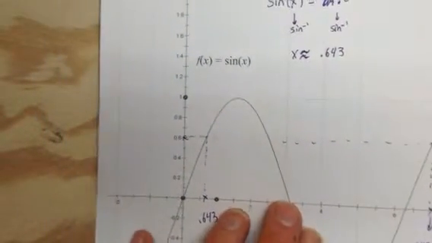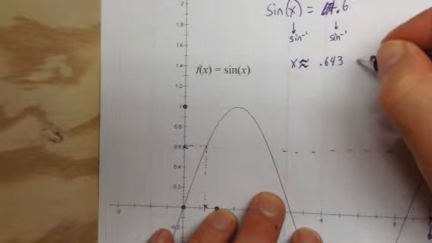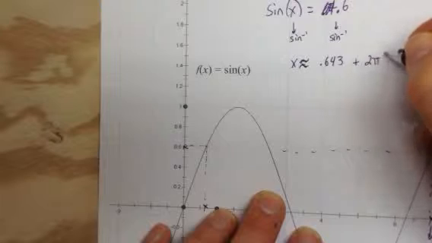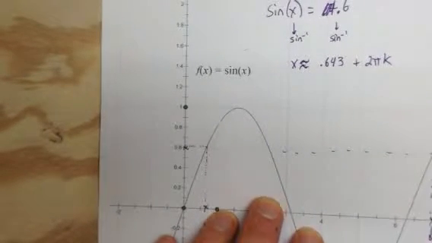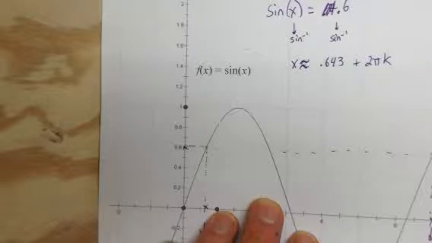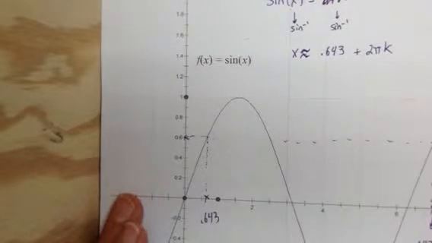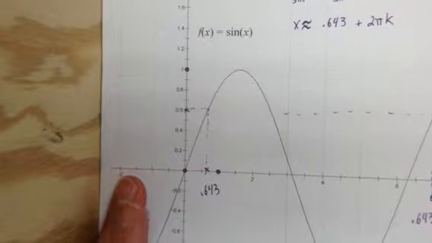Or, to jump to the punchline here, having done the cosine, we know that we can take that 0.643 and add any multiple of 2 pi to it. So we write it that way. Okay? But wait, there's more. Just like there was for cosine, except the sine function has a different symmetry.